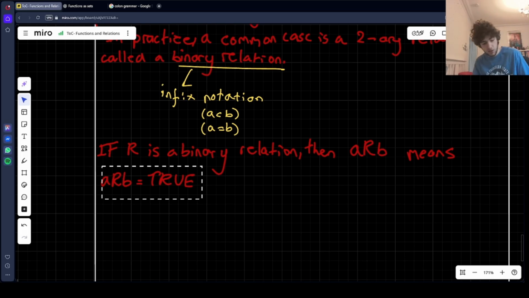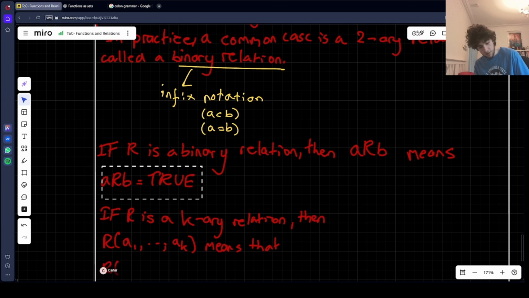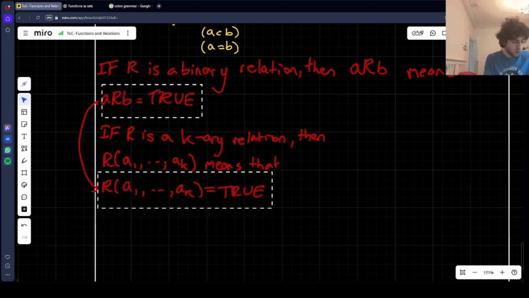And obviously, we can extend this. So if R is a k-ary relation, then saying something like R followed by the k-tuple just means R of a1 all the way up to ak, because remember, a relation is just a function that outputs either true or false, depending on what the inputs are. This has k arguments, so it's a k-ary relation. So whenever someone writes this, what they really mean is that the output of that is equal to true. The same thing that we're using up here, but generalized.